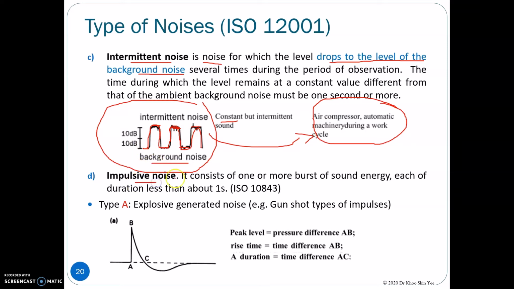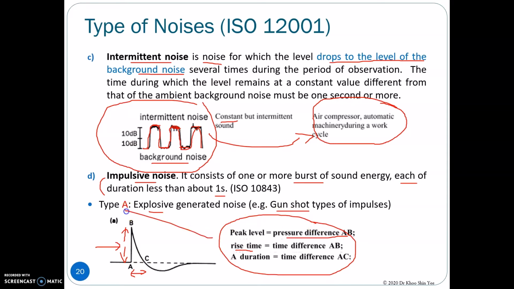Impulsive noise consists of one or more bursts of sound energy, each of the duration less than 1 second. For the type A impulsive noise that is generated by an explosive event, such as a gunshot, you should obtain a signal like this, where this is the impulsive duration. For an impulsive event, you have a very high amplitude of the noise, where the AB here is the peak level. The rise time from A to B happens in a very short time. These are some important parameters when we study the type A impulsive noise.